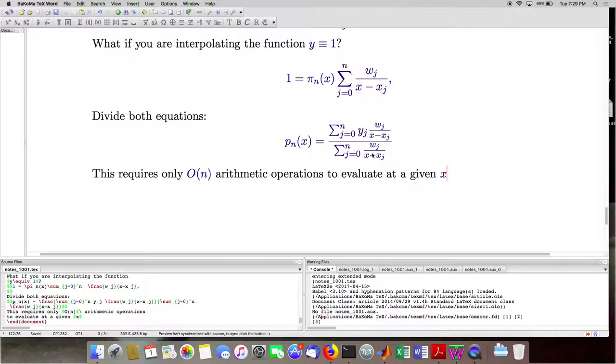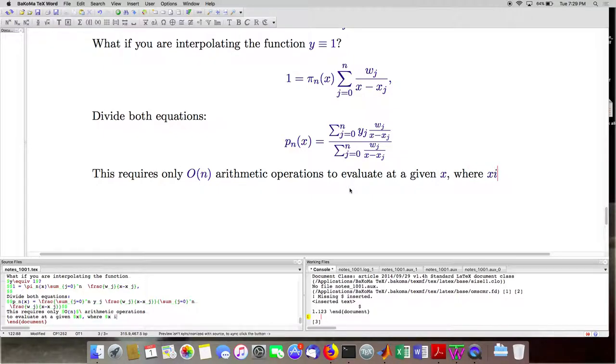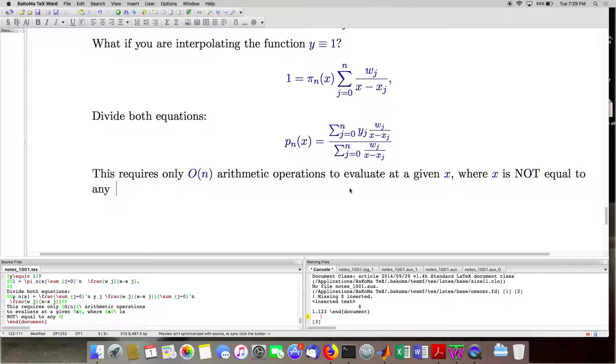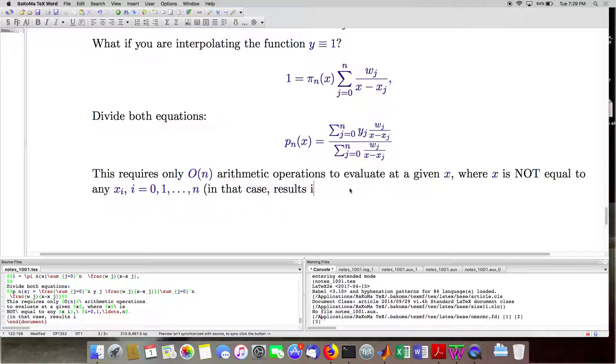Now, one important point about this expression is that it's undefined at your data points, your x values. If I plug in any of the x values from my given data, one of these denominators is going to be zero, so I can't evaluate this. But I don't need to, because if I plug in x_i, I know what the result's supposed to be. It's y_i. So this is for x not equal to any x_i, but we know the result.